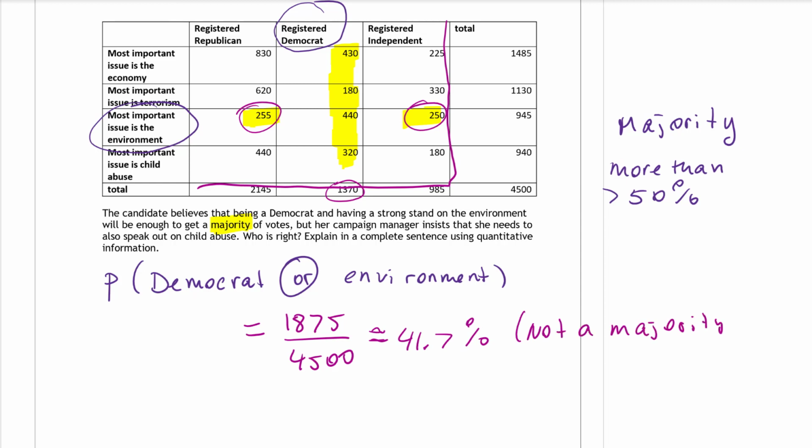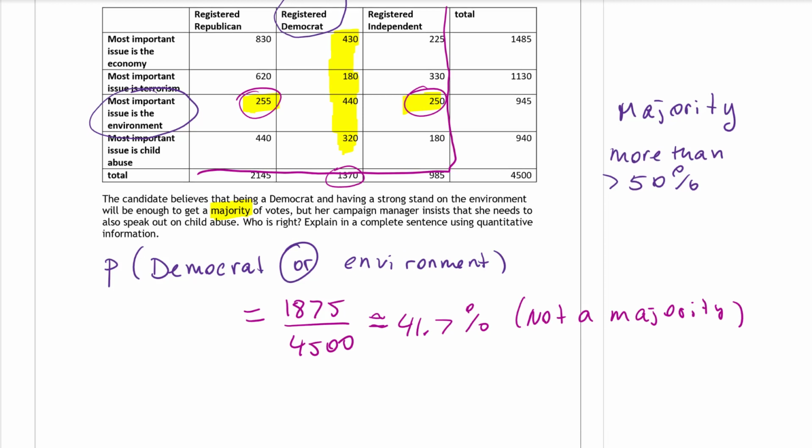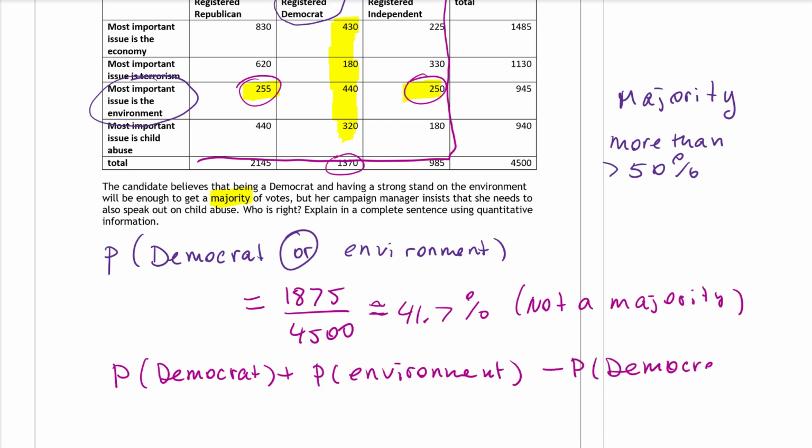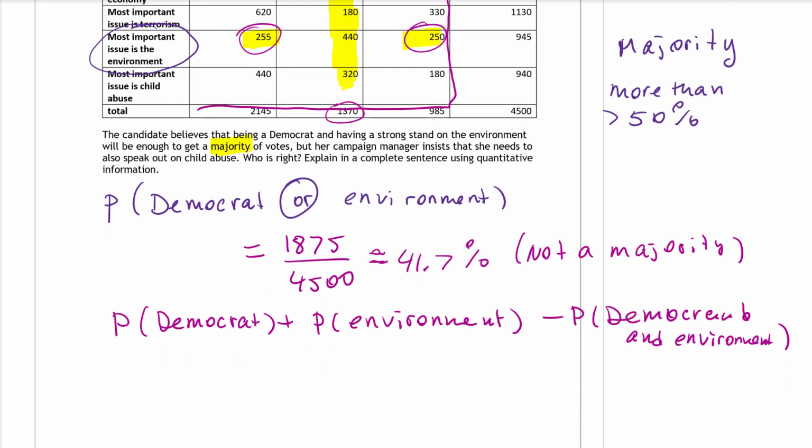Okay, so that's one way you can calculate. I think this is the easiest way, if you just highlight the parts that you got. The other way is to use the addition rule: you look at the Democrats, then you add the ones that care about the environment, and then you subtract the overlap. So it's Democrat and environment. And then what do we get? How many Democrats do we have? We got 1370 Democrats out of 4,500. So it's that sum. You see that one right here?